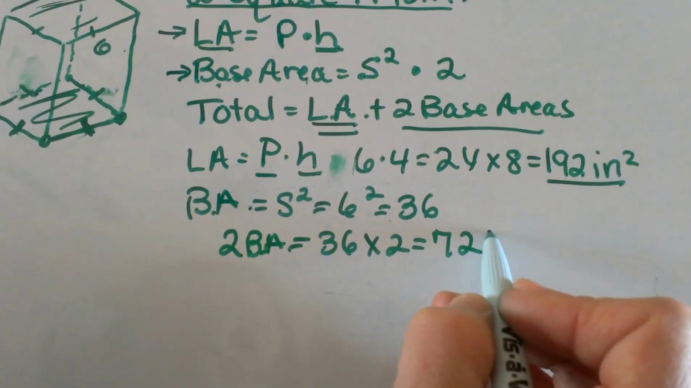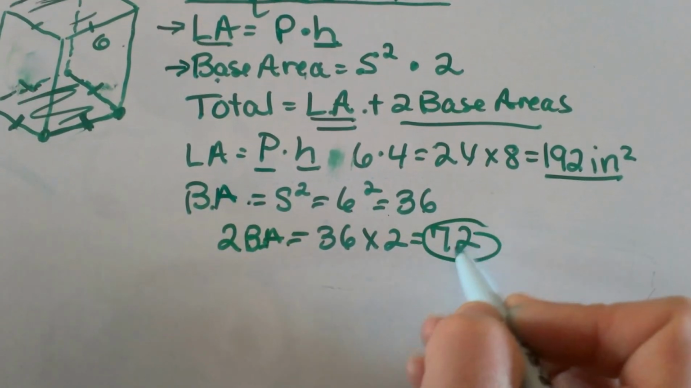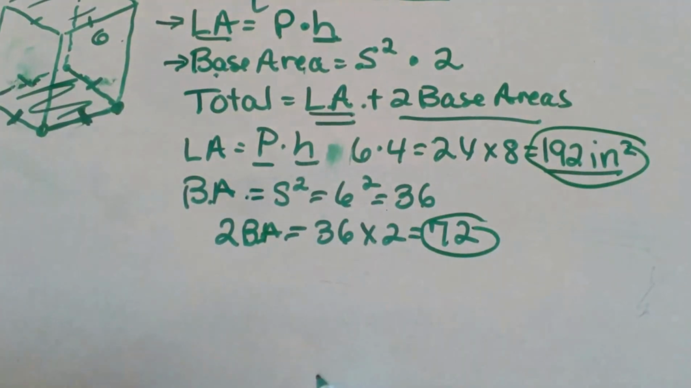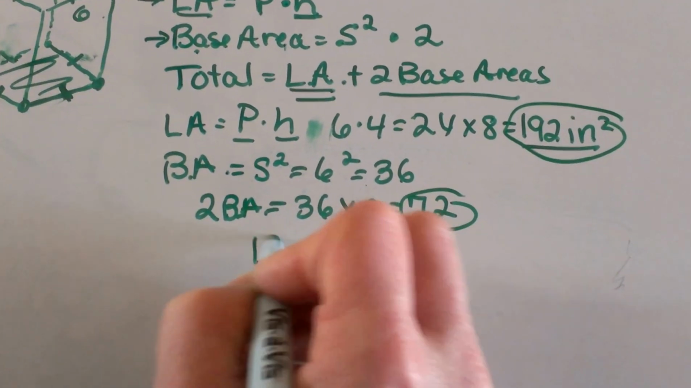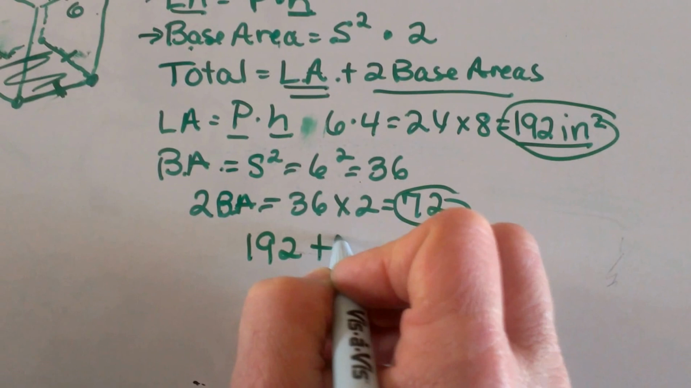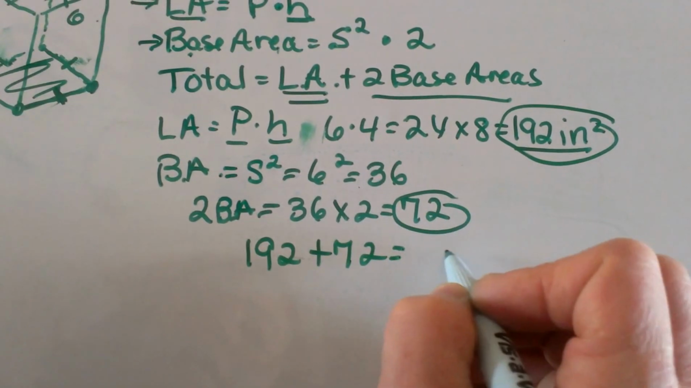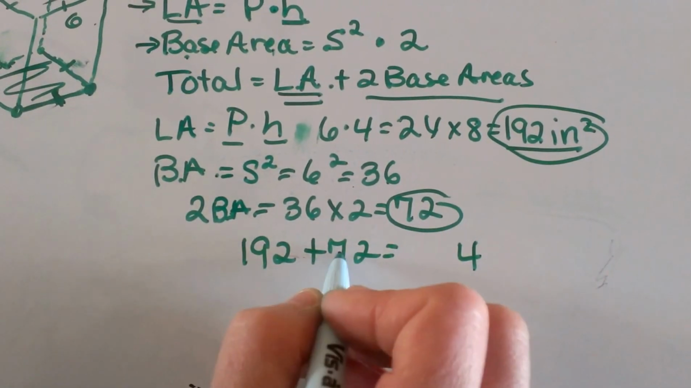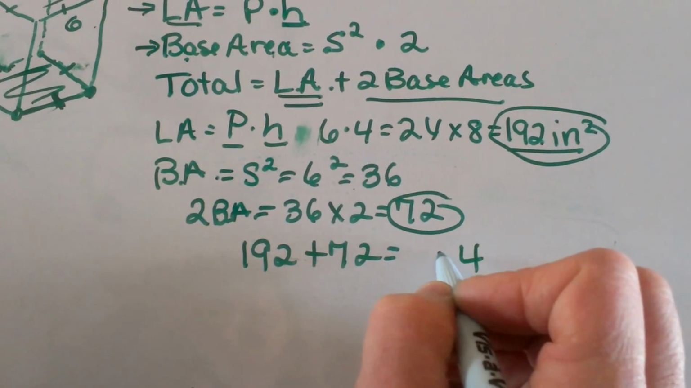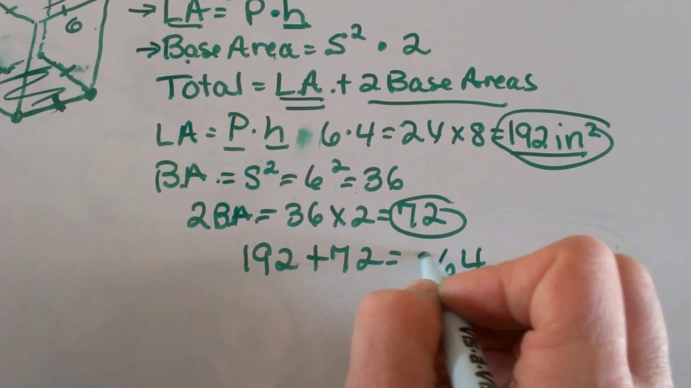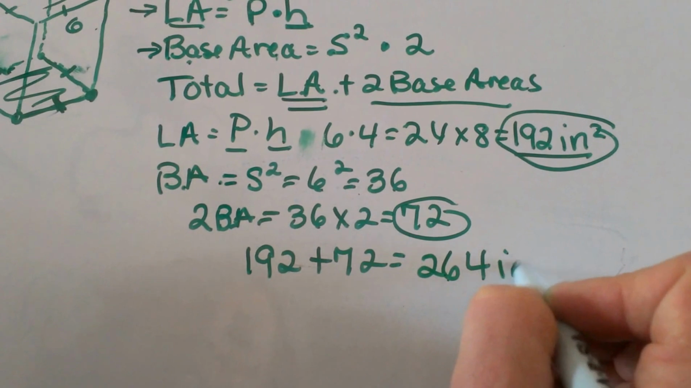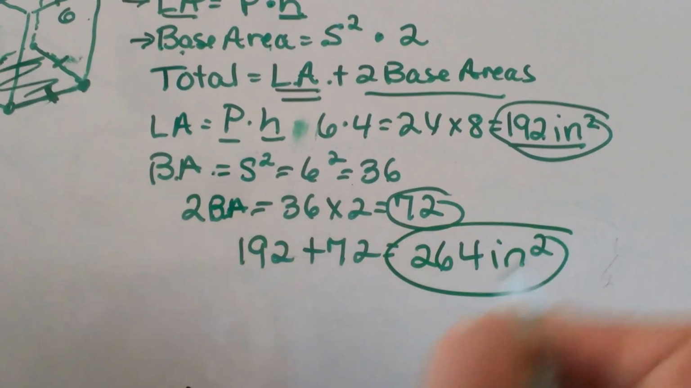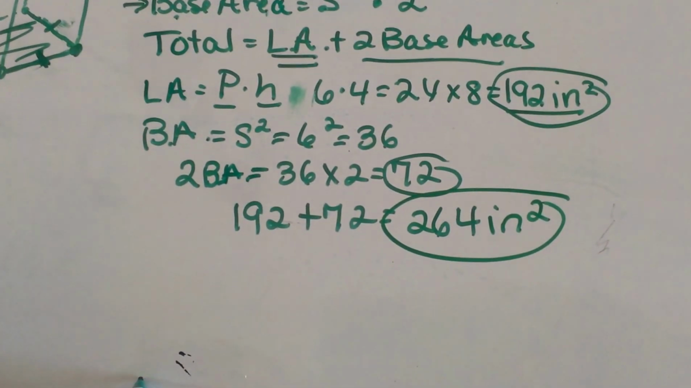Now we're going to take our base area of 72, 2 base areas, and our lateral area of 192 and add them together. So 192 plus 72, we're going to add that up: 2 and 2 is 4, carry the 1. So that's 264, and that's in square inches. And that's how you find the surface area of a square prism.